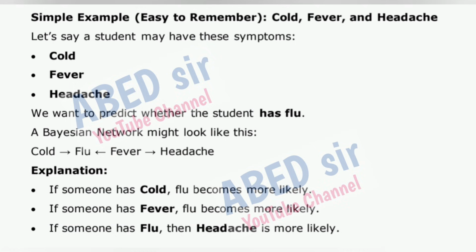Simple example, easy to remember: cold, fever, and headache. Let's say a student may have these symptoms: cold, fever, headache. We want to predict whether the student has flu. A Bayesian network might look like this: cold, flu, fever, headache. Explanation: if someone has cold, flu becomes more likely. If someone has fever, flu becomes more likely. If someone has flu, then headache is more likely.